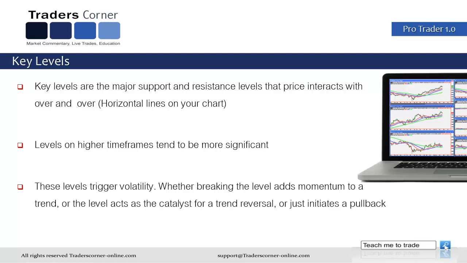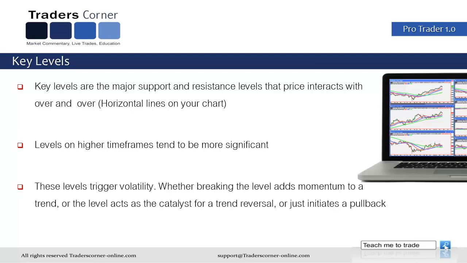And remember, the market has a memory, and the bigger players will be looking at these levels, so you can expect something to happen at that particular level. It's going to trigger volatility in one way or another. So price is either going to break through the level and add momentum to a trend, or the level is going to act as a catalyst for a trend reversal or initiate a pullback. But ultimately, at these big levels, something is going to happen.